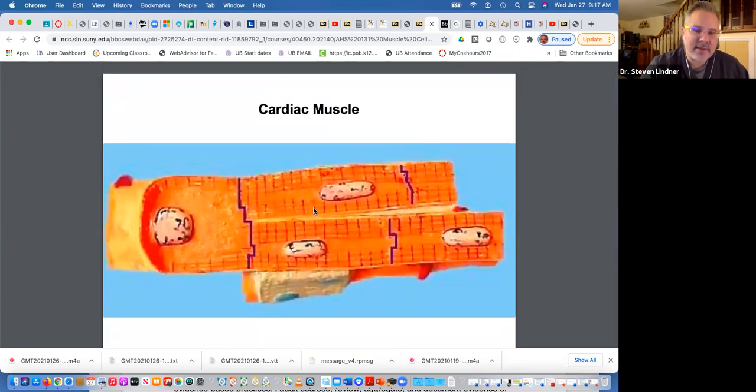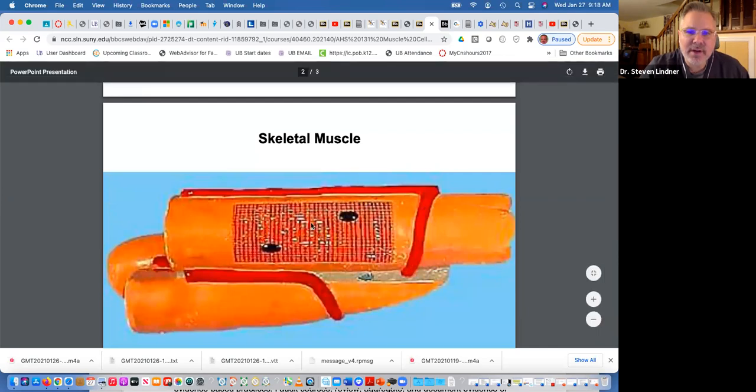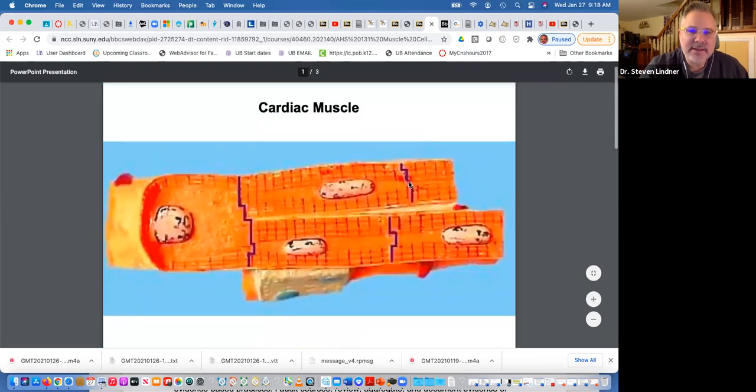Cardiac is involuntarily controlled. You can't control your heart. That's one difference. The second difference is cardiac muscle is highly branched. There are many branches. It's not super structured and organized in a very nice linear manner like skeletal muscle. These are highly branched. And they have what are called intercalated discs. These lines that run perpendicular to this direction, these are called intercalated discs.